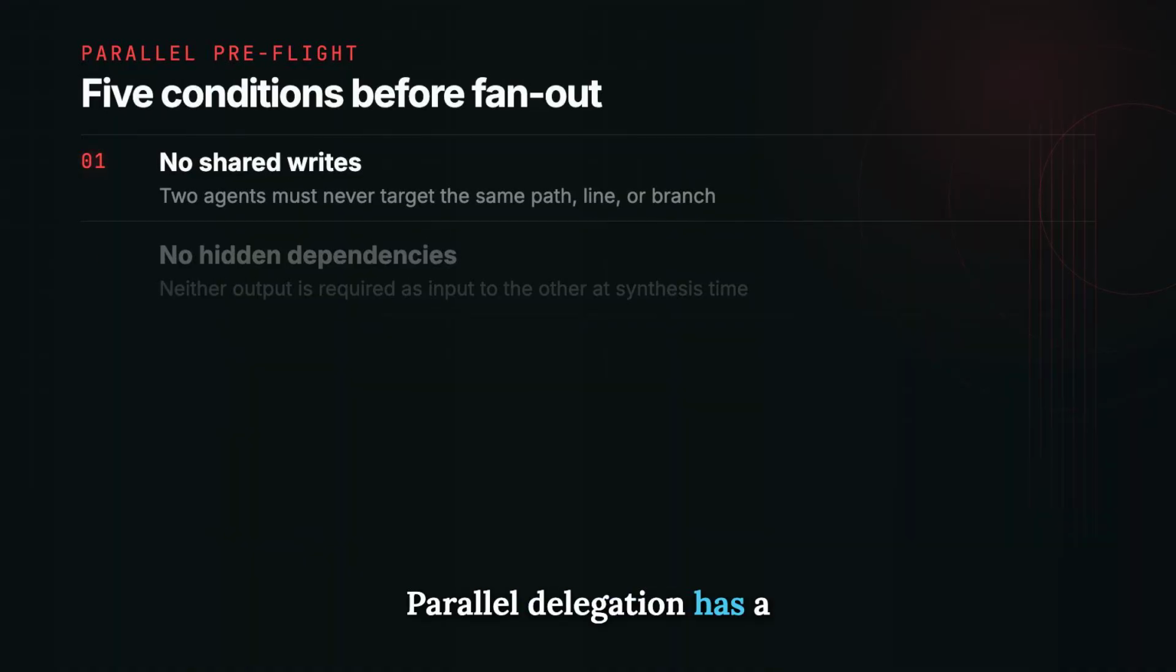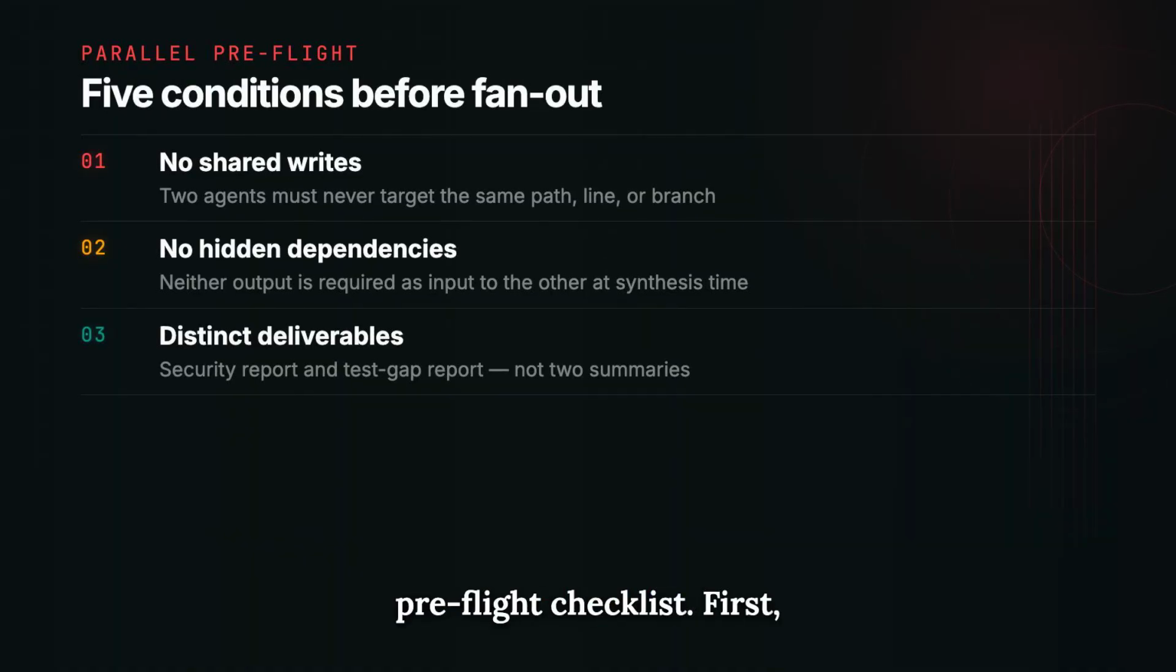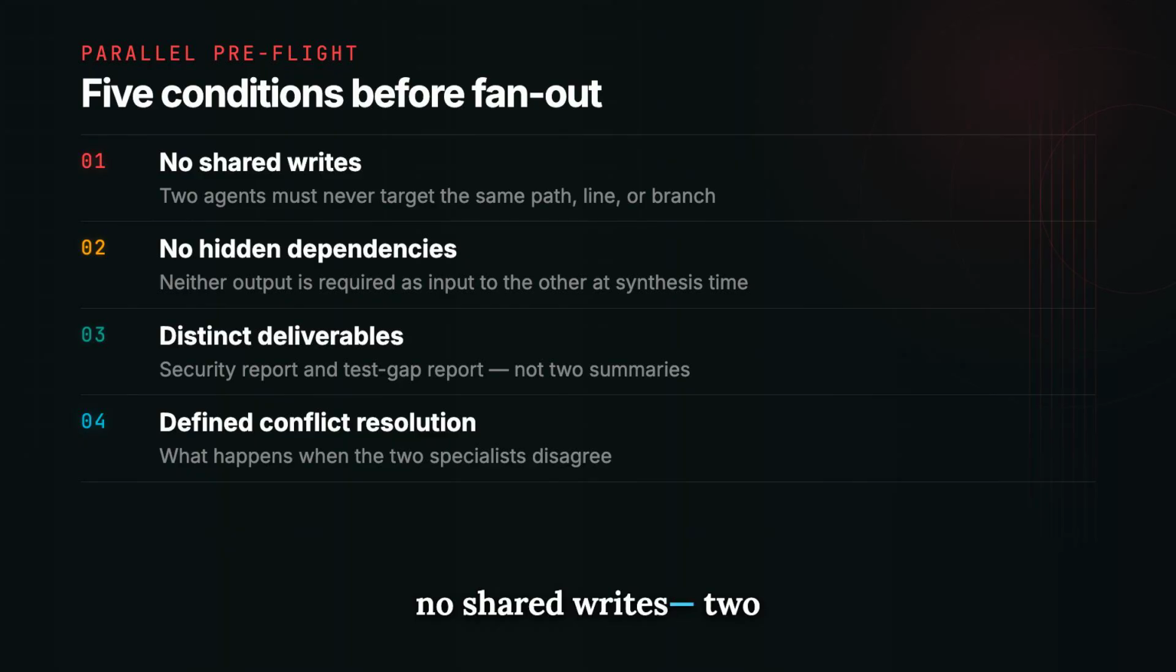Parallel delegation has a pre-flight checklist. First, no shared writes. 2 agents must never target the same path, the same line, or the same branch. Second, no hidden dependency. Neither agent's output should be required as input to the other at synthesis time. Third, distinct deliverables. A security report and a test gap report are distinct. 2 agents both writing a summary are not.